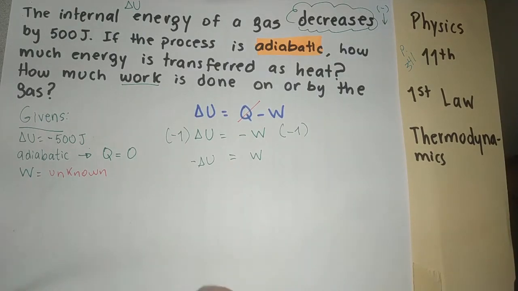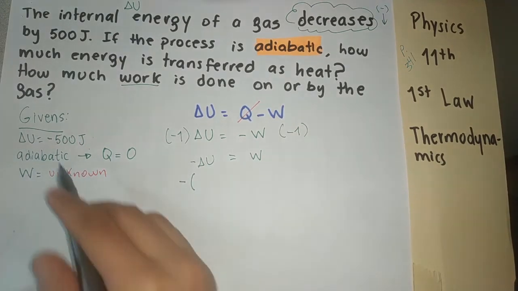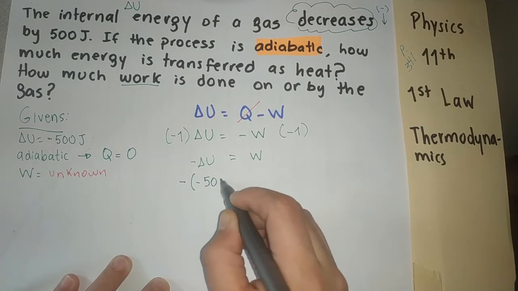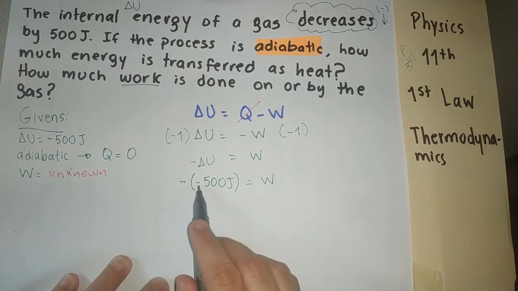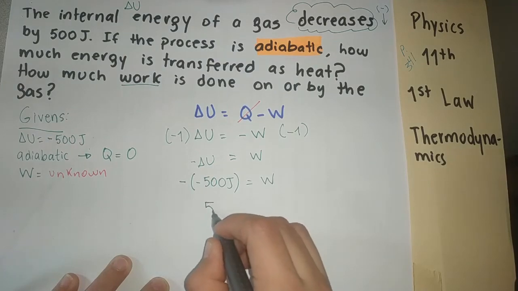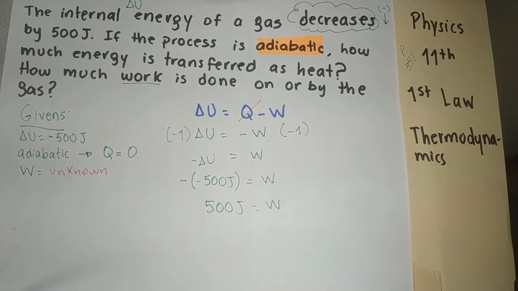Okay? Now, let's isolate for the work. Just plug in the given. We have this negative here. Delta U is negative 500 joules. So negative of negative 500 joules equals work. Negative and negative makes it positive. 500 joules equals work. This is our final answer.